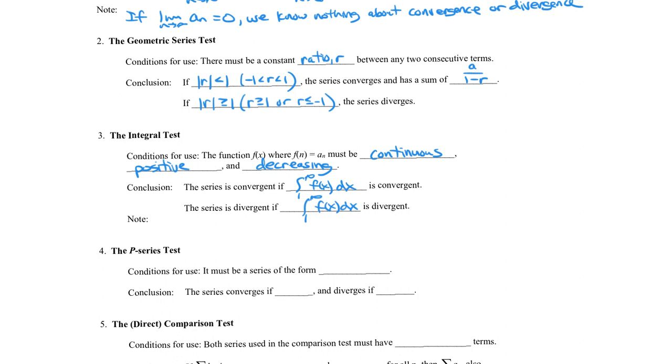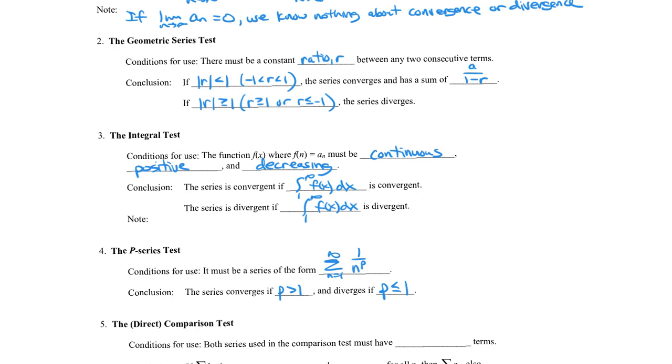Also from 11.3, we had the p-series test. Conditions for use: we have to have a p-series, so we have to have a series of the form summation from n equals 1 to infinity of 1 over n to the p. And the conclusion is the series converges if p is greater than 1, and it diverges if p is less than or equal to 1.